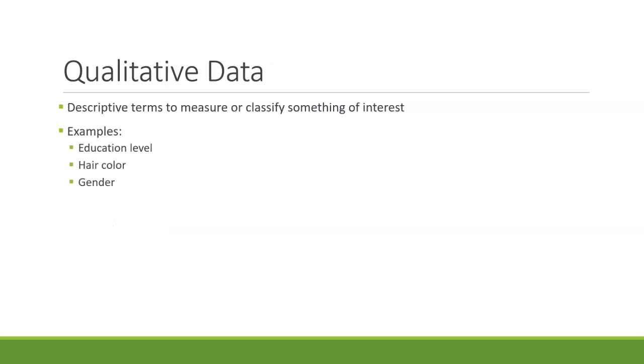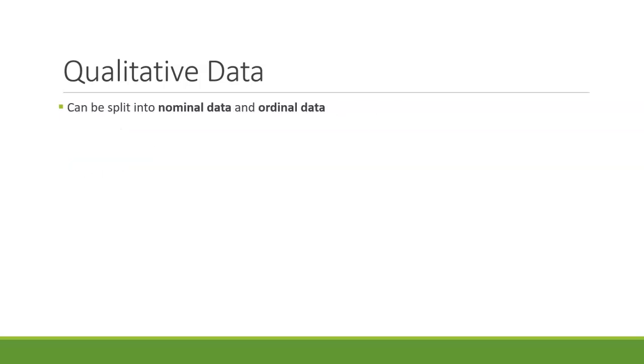Then we can talk about qualitative data. So these are words. These are descriptive terms that we can use to classify something of interest. So gender, hair color, education level. These are all examples of what qualitative data can be. You might have guessed we can split qualitative data into two subcategories as well. We have nominal data and ordinal data.